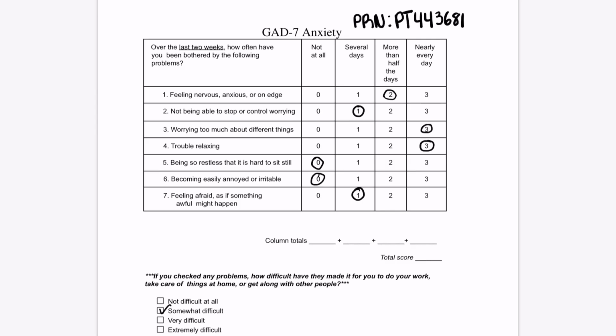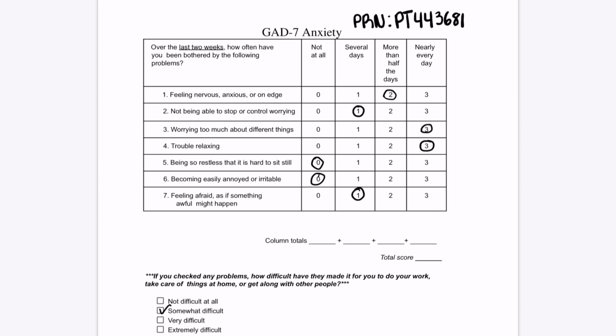As you can see, here we have our patient responses. At some point, it's important that you write down the patient record number at the top right corner of your assessment sheet before turning it into the scan bin, as we did right here. So now we're going to total each column by adding the numbers.